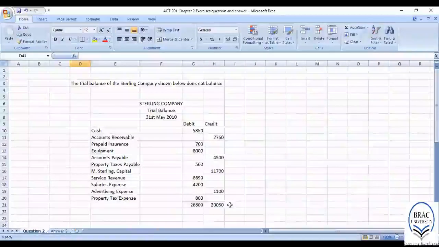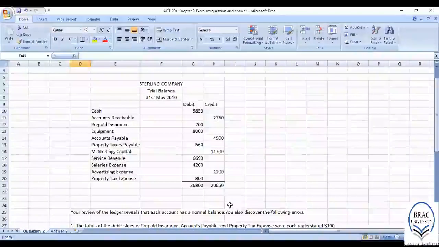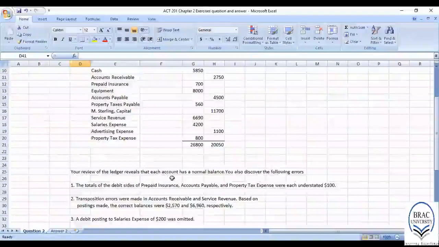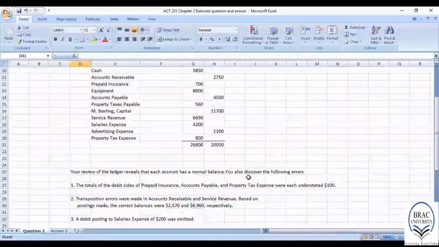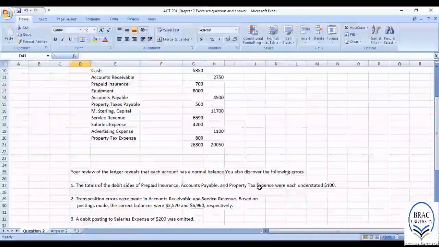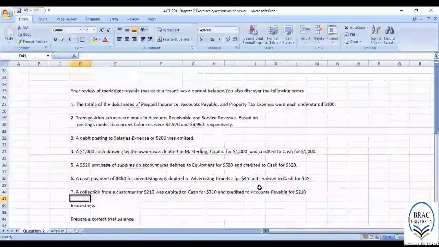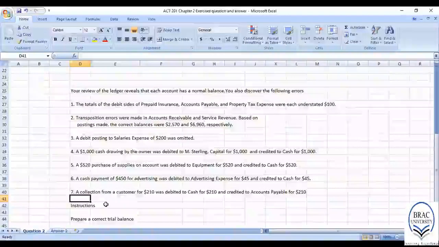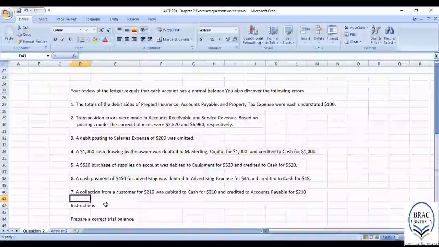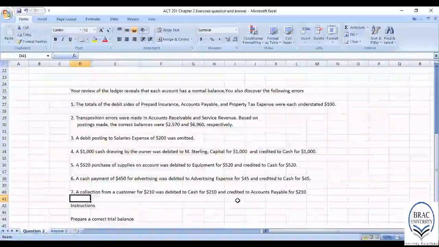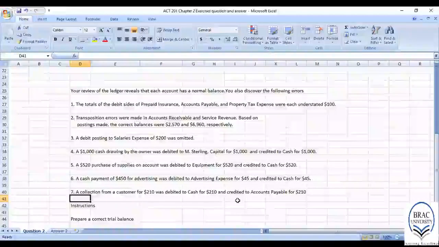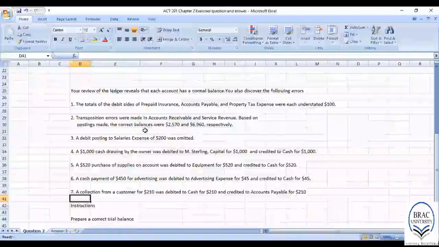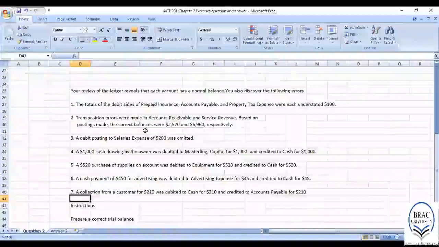So let's go down. It says your review of the ledger reveals that each account has a normal balance. You also discovered the following errors. So these are the errors that were made to make the trial balance unbalanced. Now the instruction says prepare a correct trial balance. So let's go through these errors and make the corrections in our trial balance.